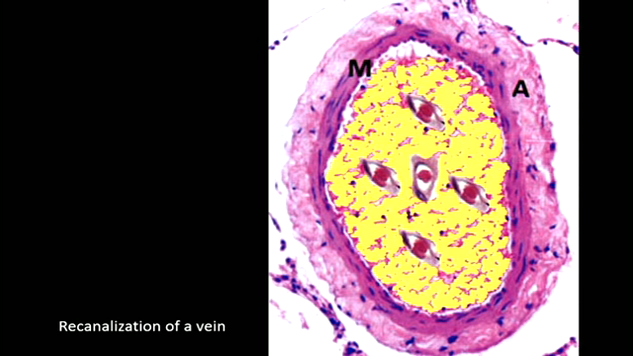And then when you get recanalization, you get little capillaries to reconstitute flow through that vessel. It's quite amazing, and it actually does happen to reconstitute blood flow. All right, so those are the fates of a thrombus.